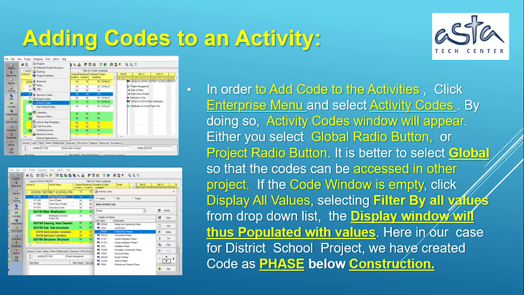If the code window is empty, click Display All Values, selecting Filter by All Values from the drop-down list. The display window will thus be populated with values. Here in our case for District School Project, we have created a code as phase, below construction.